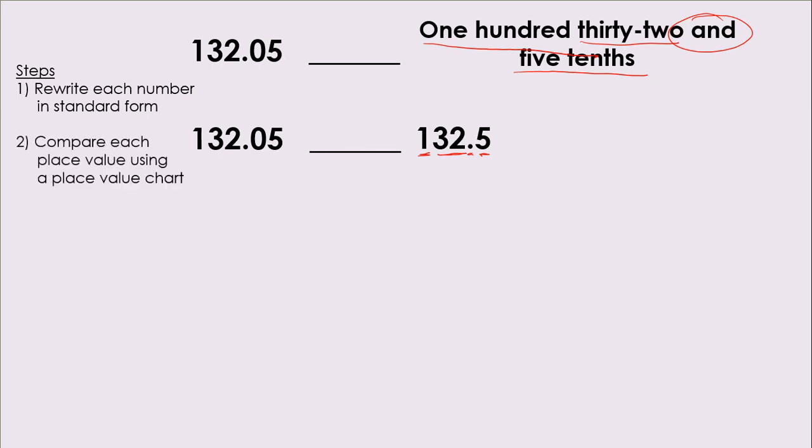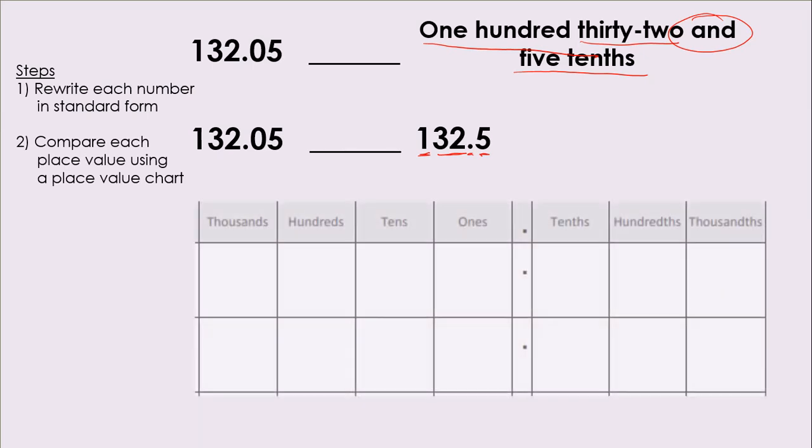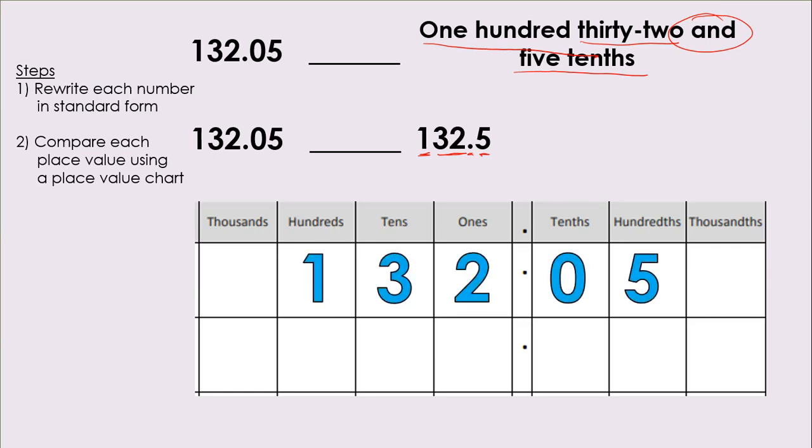Next, we're going to compare each place value using a place value chart. So we have our place value chart. I'm only going up to the thousands because we don't need it all the way to the millions. We're going to start by inserting each of the numbers correctly into the place value chart. And we're going to start by comparing the biggest place value. So in this case, it's the hundreds place.